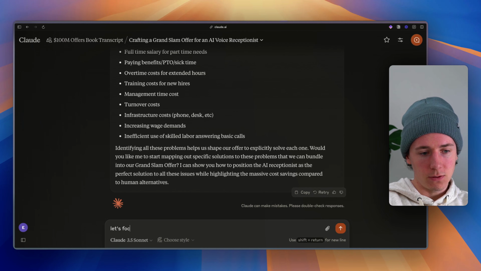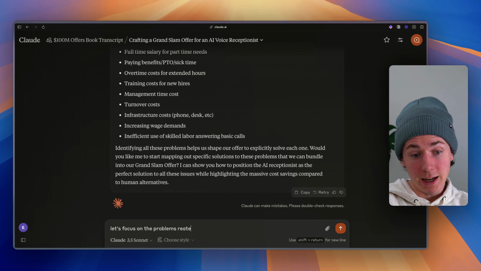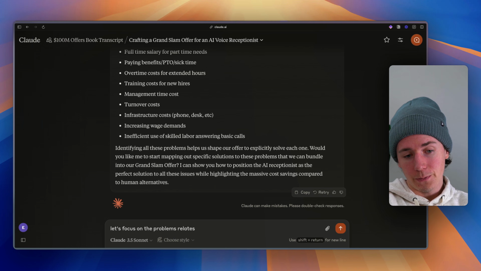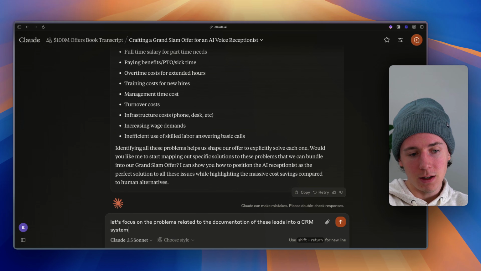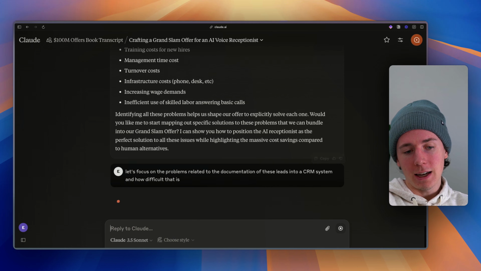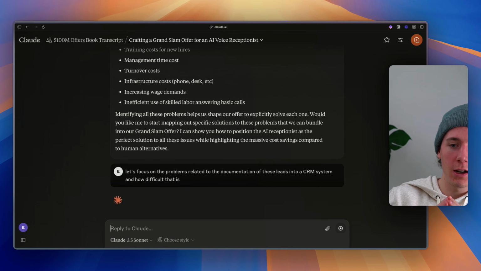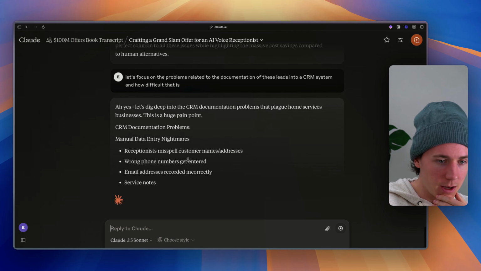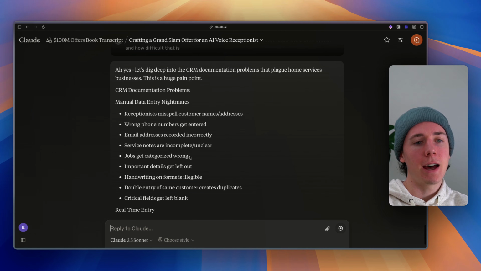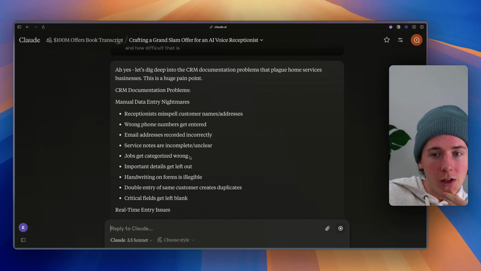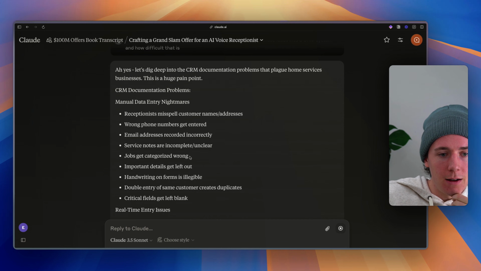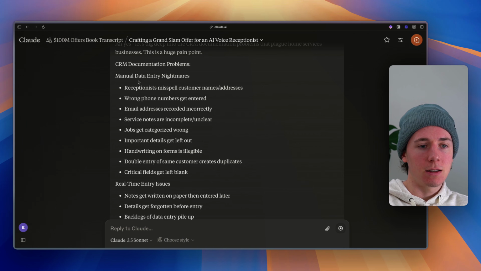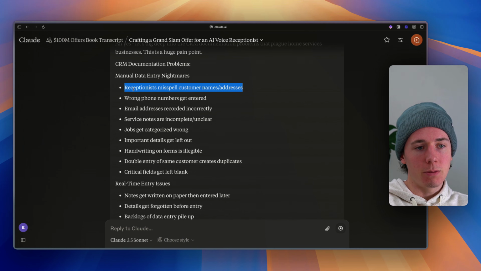All right, let's focus on the problems related to the documentation of these leads into a CRM system and how difficult that is. Now we're kind of mixing two offers in one right here. We're mixing the CRM and the inbound, but while I'm cognizant of that, I think it could be a huge value add to actually build out their CRM for them. And so I think it would be helpful to put this in.